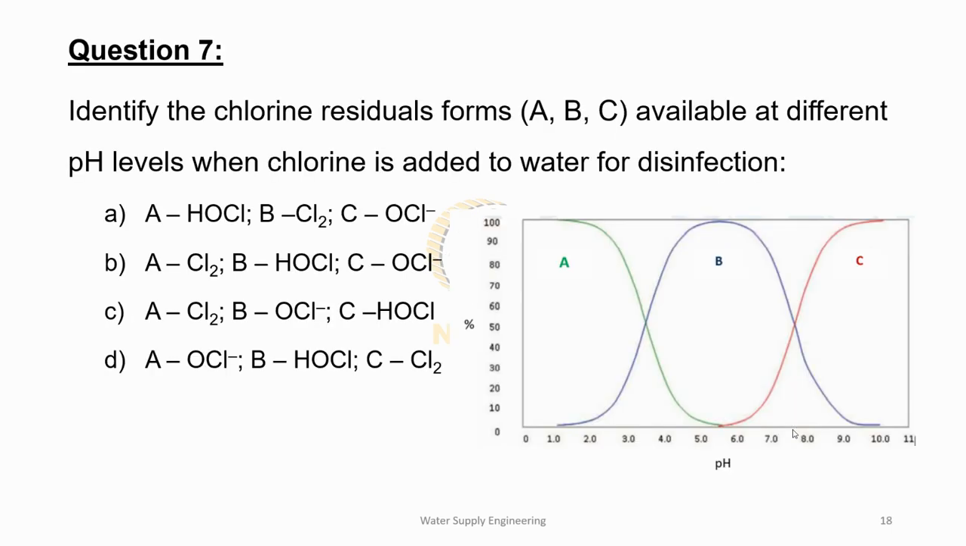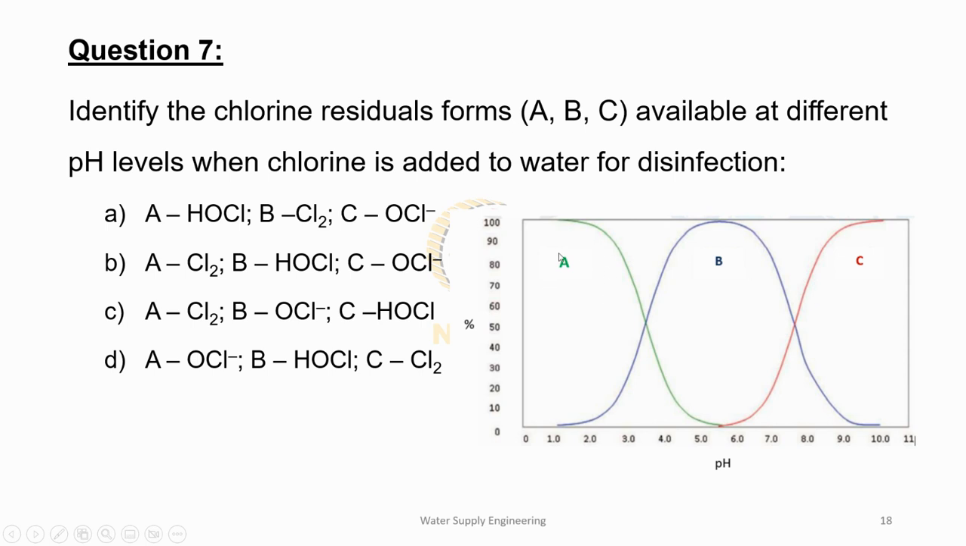Okay, so we'll move on to the next question. Question number 7. Identify the chlorine residual forms A, B, C available at different pH levels when chlorine is added to water for disinfection. Option A: HOCl, Cl2, OCl minus.